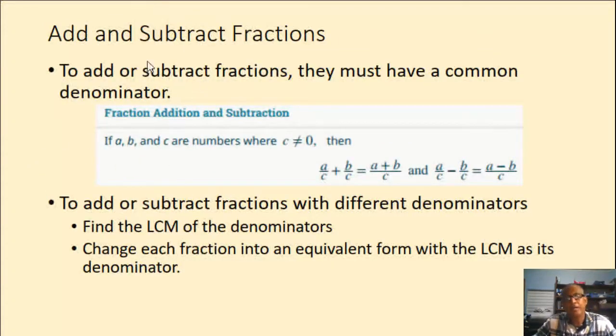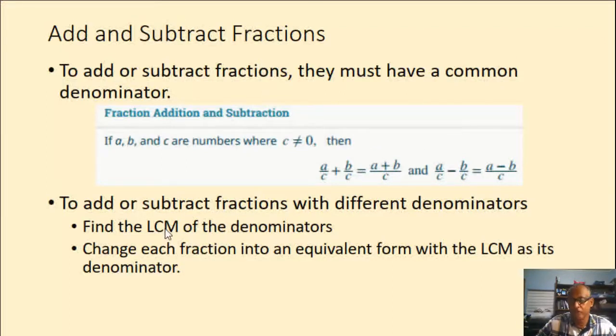Alright, so adding and subtracting fractions. When you're going to add or subtract fractions, it's very easy if they have the same denominator. If they have the same denominator, you just keep the denominator and add the numerators. Likewise for subtraction. So these then become a plus b over c, or a minus b over c. If they have different denominators, then you have to find the LCM of both denominators and give both fractions the same denominator.